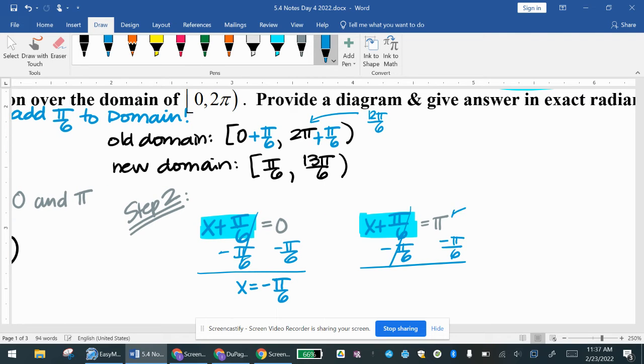And then here you want to convert 1 pi into 6 pi over 6 so that it has a common denominator, right? So that you can do 6 pi over 6 minus 1 pi over 6, which gives you 5 pi over 6.